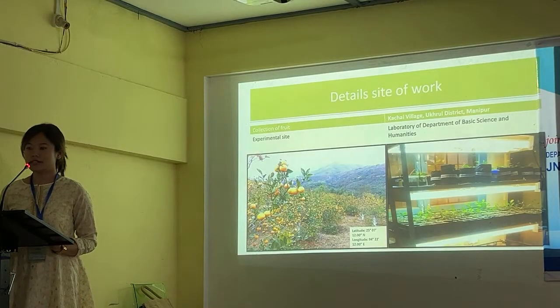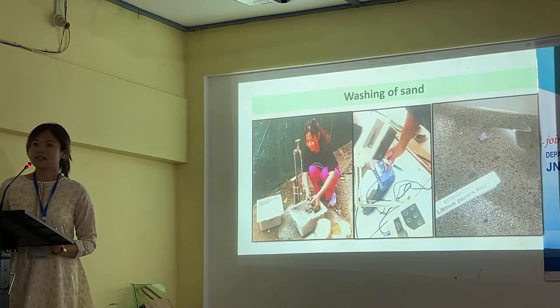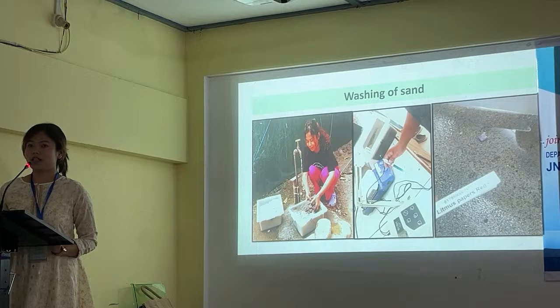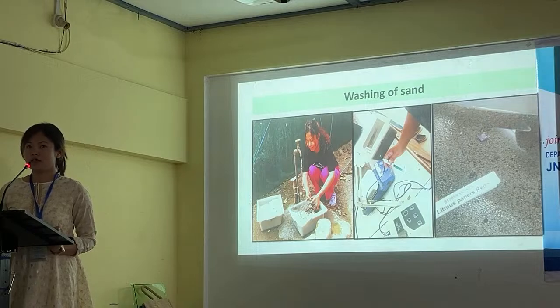So coming to the detailed side of the work, I performed this study under controlled conditions in the lab, and I collected these fruits from the particular village, Kachai village. I started my work with washing of sand. I prefer this sand media because if we planted these Kachai lemon seedlings in soil, other types of inorganic stress present in the soil may arise. So I use sand after washing. There is a method called the sand bath method for this.